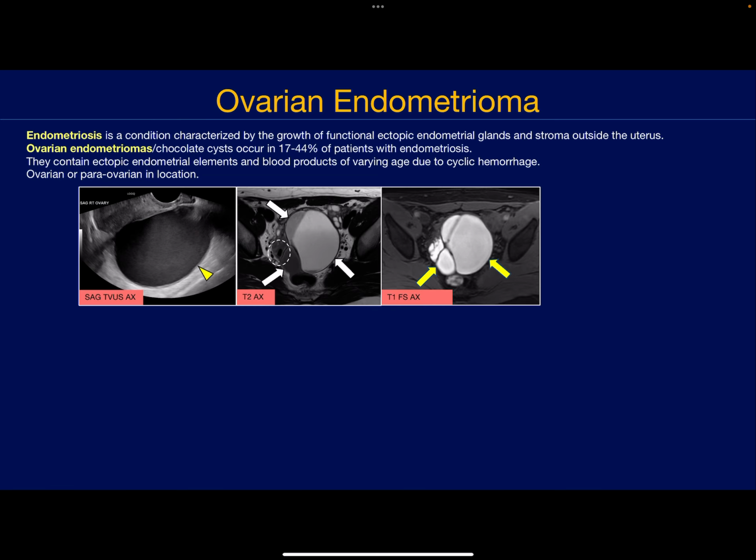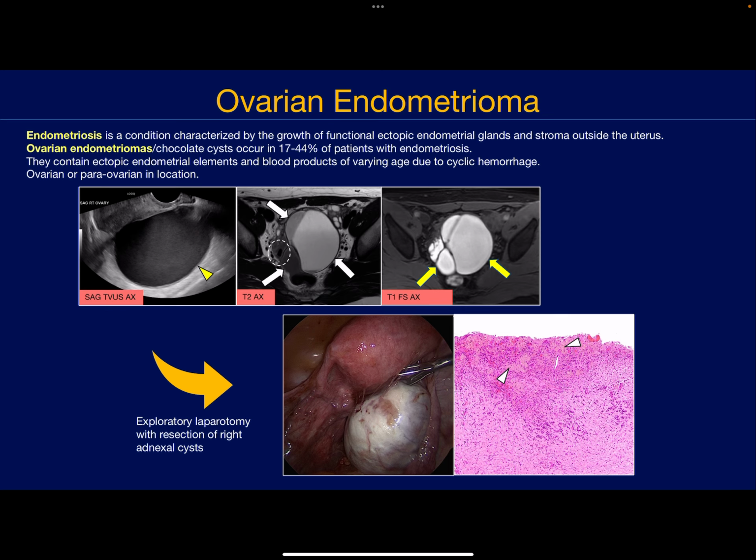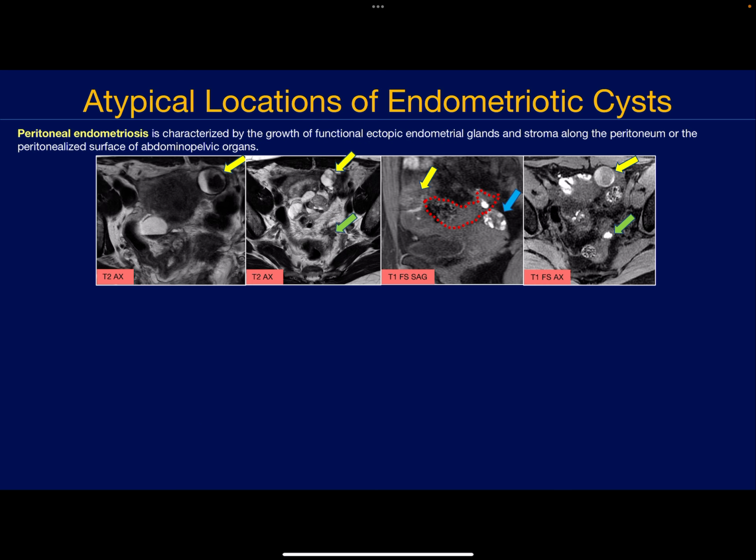Here we have a patient with a right ovarian cyst with low-level internal echoes on ultrasound, giving the classic ground glass appearance. MRI shows T2 shading, T2 dark spot, and light bulb T1 brightness. Image from laparoscopic resection shows the right-sided endometrioma. High-power photomicrograph shows endometrial stroma with scattered hemorrhages and hemosiderin-laden macrophages.